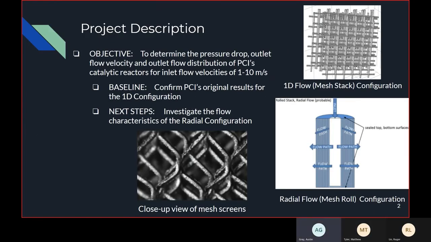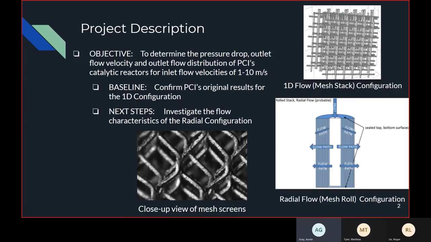The objective for this project is to determine the pressure drop, outlet flow velocity, and outlet flow distribution of PCI's catalytic reactors for inlet flow velocities ranging from 1 to 10 meters per second. They have two primary configurations of these reactors, shown on the right two pictures.